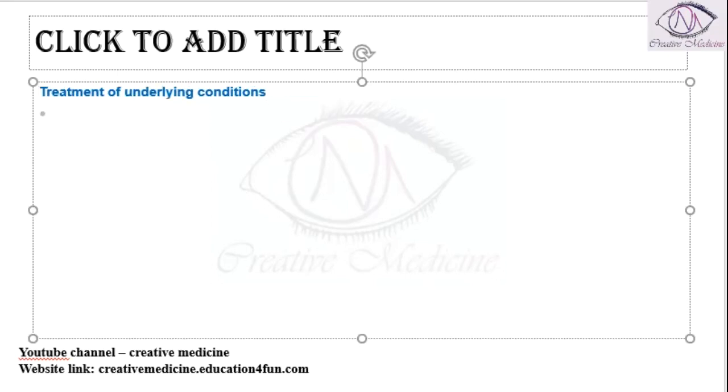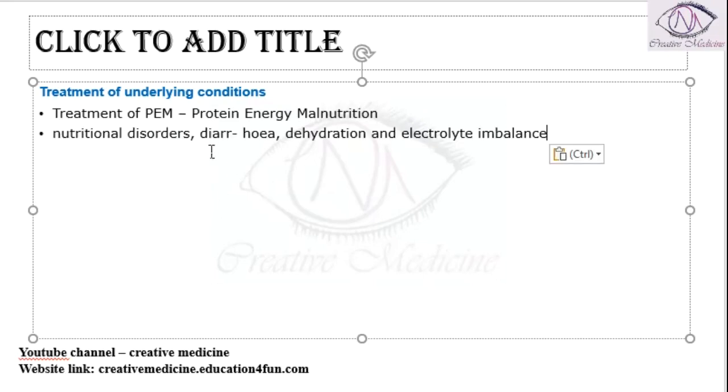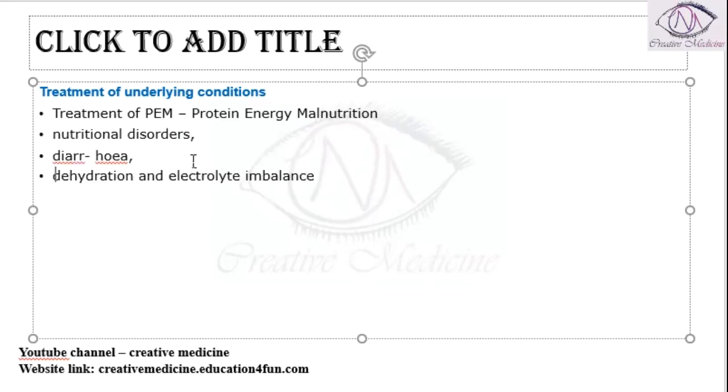Most of the times the vitamin A deficiency is associated with protein energy malnutrition, and it is associated with other nutritional disorders. We should treat the other nutritional disorders, and diarrhea, dehydration and electrolyte imbalance should be treated in the patient.